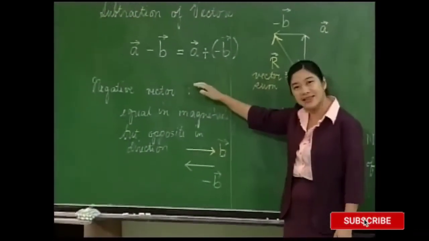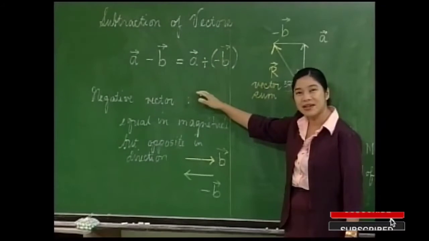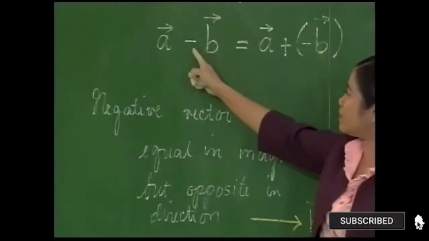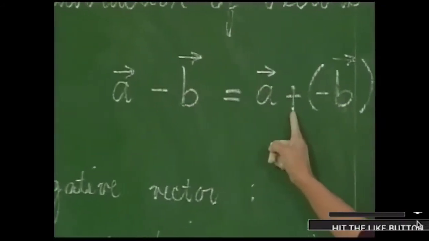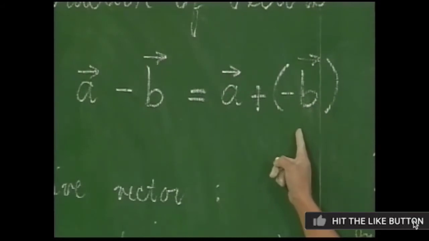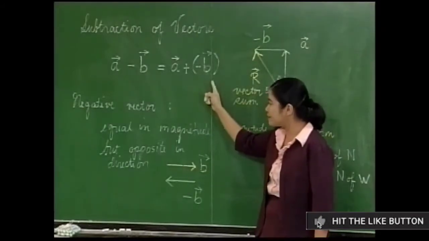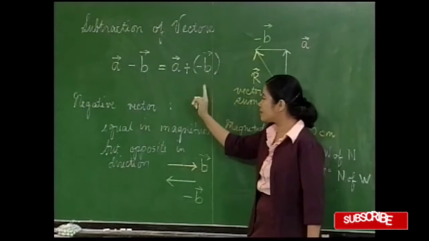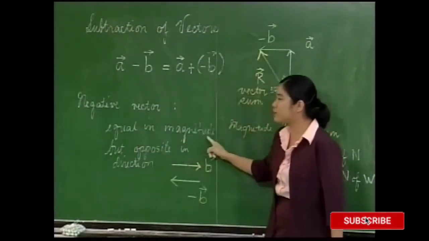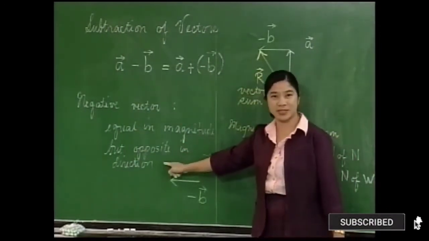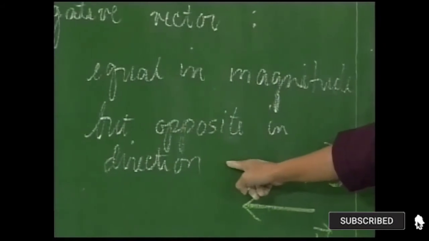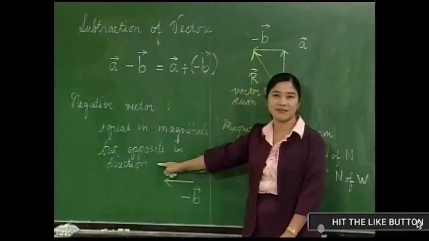You simply add them the way you know how to add them. The only difference is that whenever you subtract, you add the negative of the vector. What is the negative of the vector? It is a vector equal in magnitude to the vector but opposite in direction. That's all. And then you can proceed.